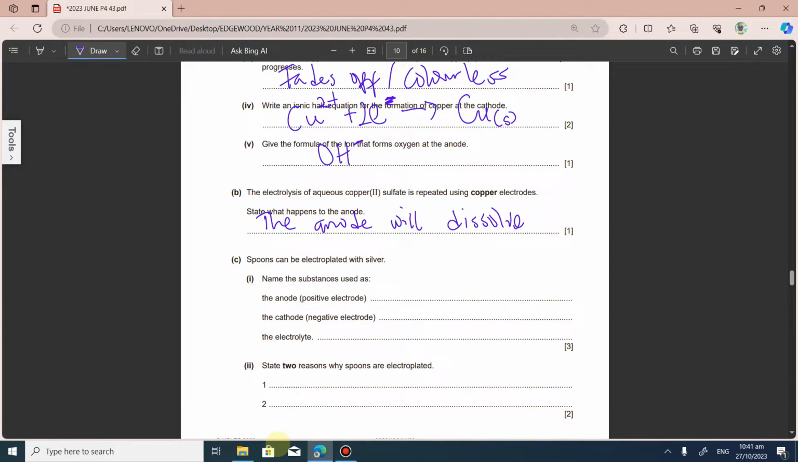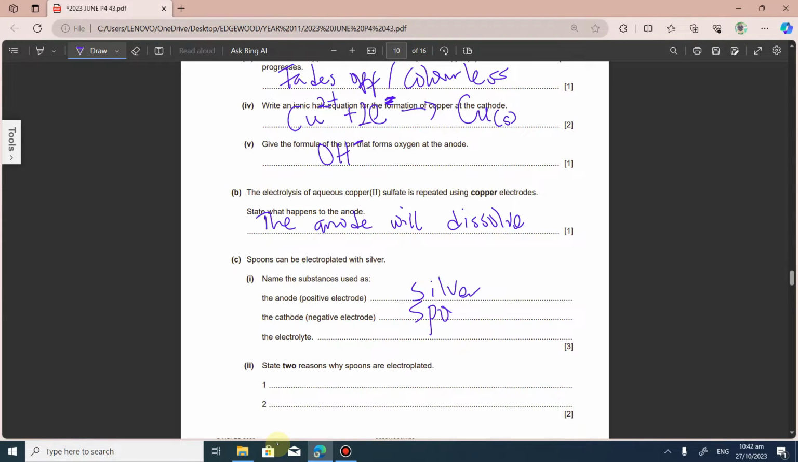Now, spoons can be electroplated with silver. Name the substances used as the anode. Now remember that at the anode, there is loss of electrons. So the metal that is losing electrons will be what you want to use to electroplate. In this case, it's simply silver. So silver will be at the anode because silver needs to lose electrons. And then the electrons lost by silver will be used to electroplate whatever needs to be electroplated, which needs to be at the cathode, and that's the spoon.